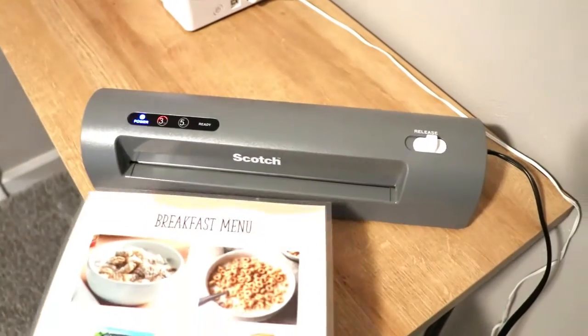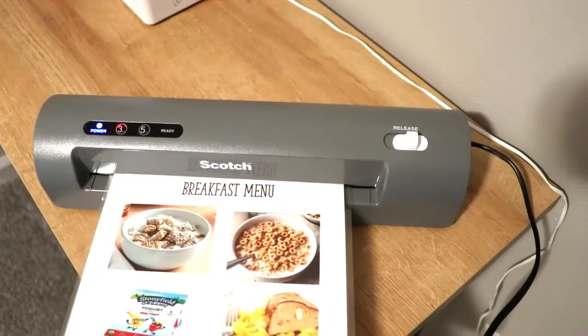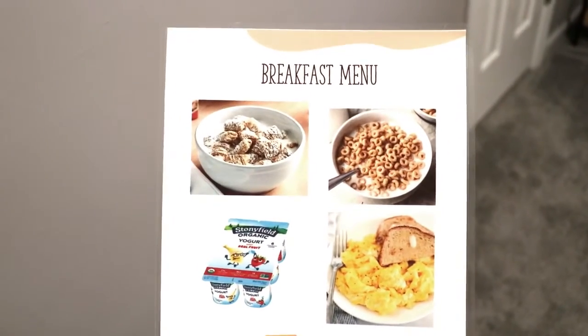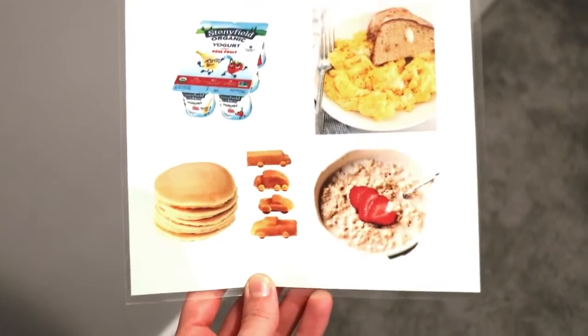And then I used my laminator. This is me doing a second pass with my Scotch laminator to make sure it was nice and sealed. And here's how it turned out. It's really adorable. I love it. It's glossy and he picks from it every day. Turned out really well. Super simple to make.